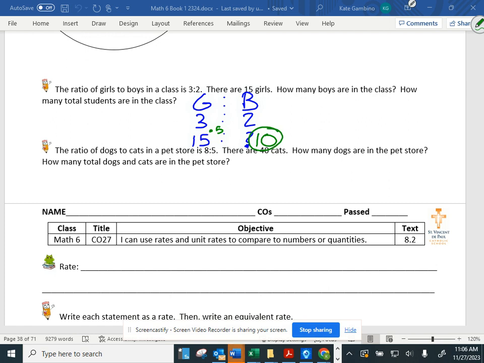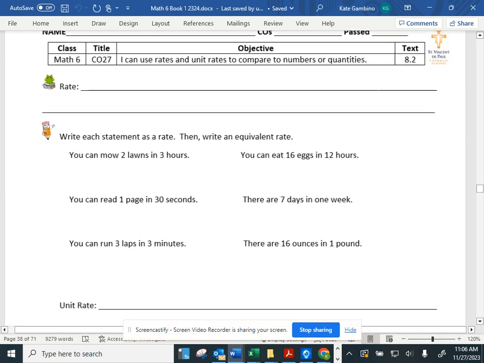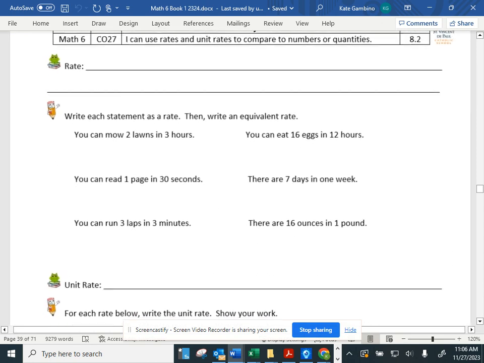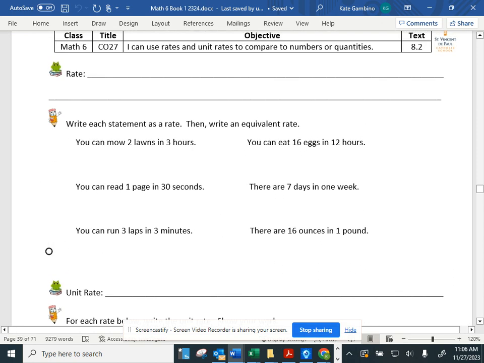What do we do if we can't see right away what to multiply up to? Who remembers? If we can't say, 3 to 15, I multiplied by 5, that's quick and easy, what do we do? I think that comes up on our next objective. So let's look at our next objective. Using rates and unit rates to compare numbers or quantities. So remember, this one, it wasn't always that easy.